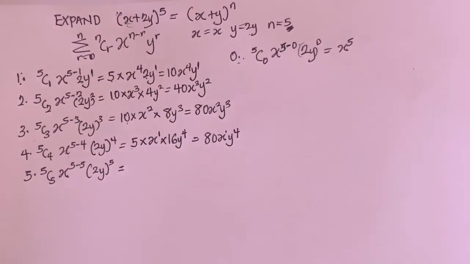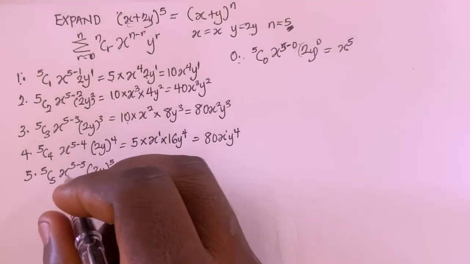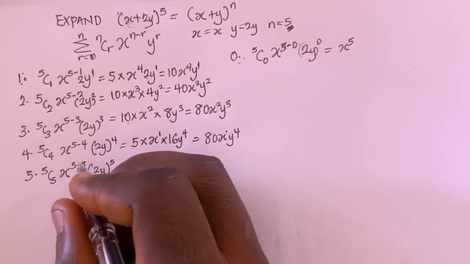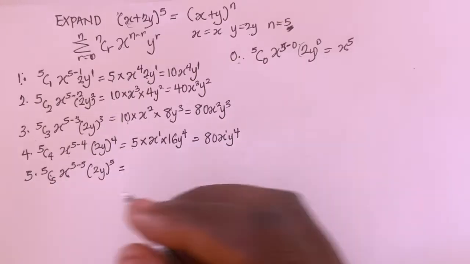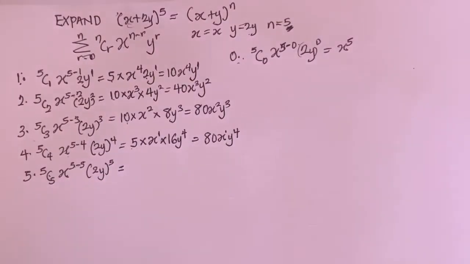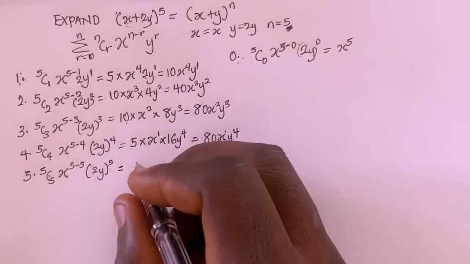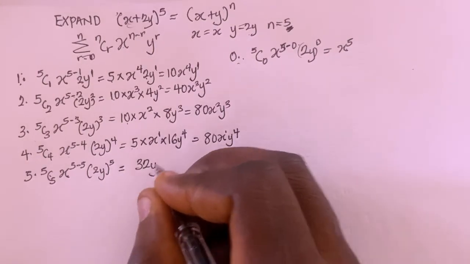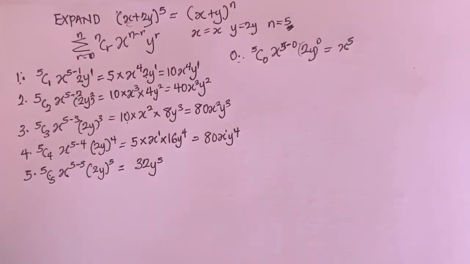Then let's just move to the last one. 5 combination 5, that's actually 1. This is going to be 5, then x raised to the power 5 minus 5, that's 0. Everything here is actually 1. 1 multiplied by 1 is still 1. Then here we are having 2 raised to the power 5, that's 32. Then we're going to have 32 y raised to the power of 5. That's just it.